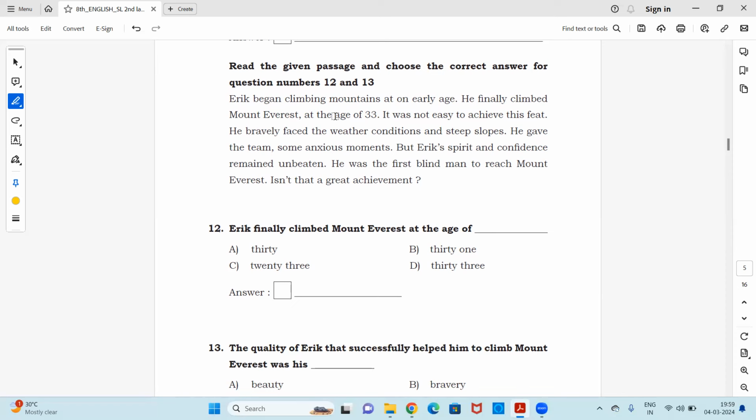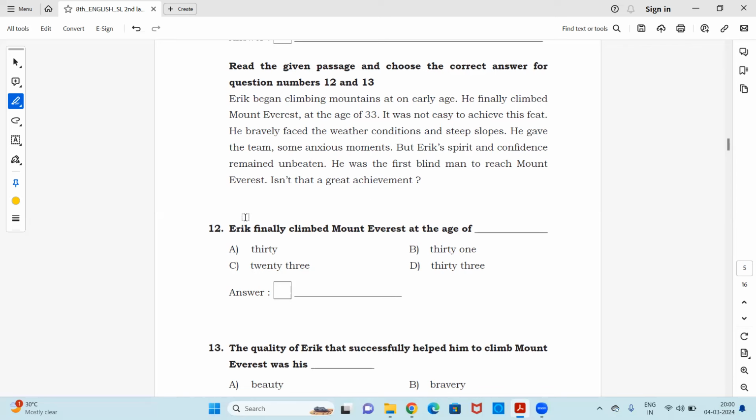Eric began climbing mountains at an early age. He finally climbed Mount Everest at the age of 33. It was not easy to achieve this feat. He bravely faced the weather conditions and steep slopes. He gave the team some anxious moments, but Eric's spirit and confidence remained unbeaten. He was the first blind man to reach Mount Everest. Isn't it a great achievement?